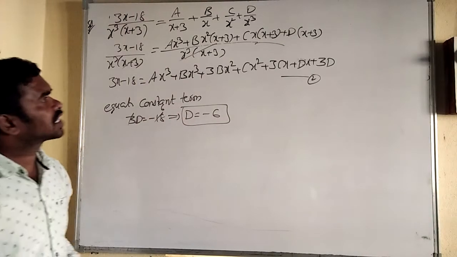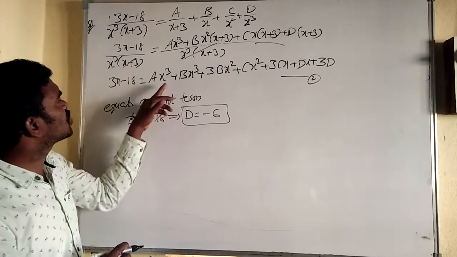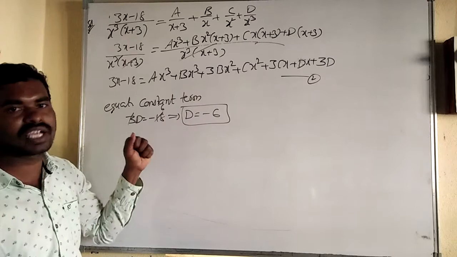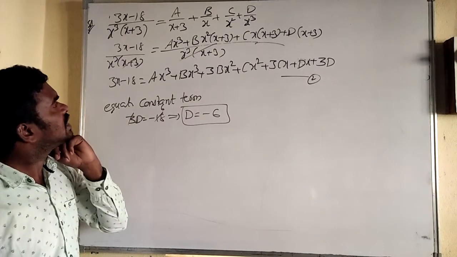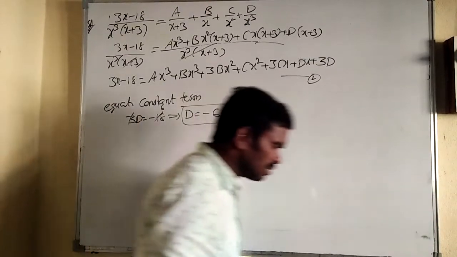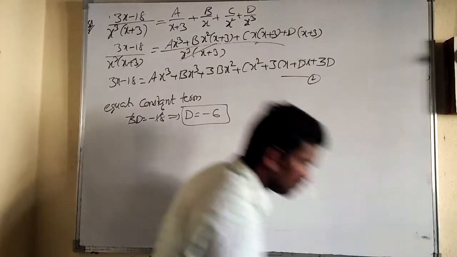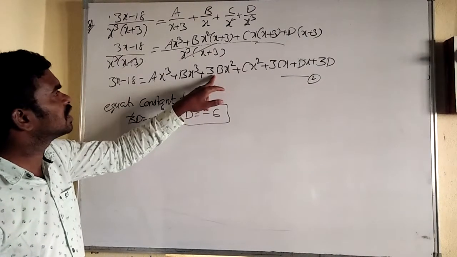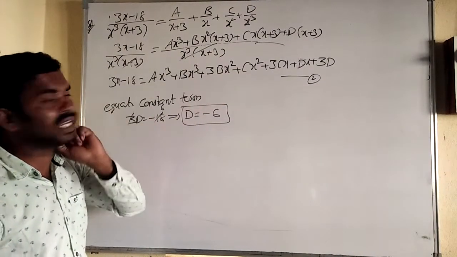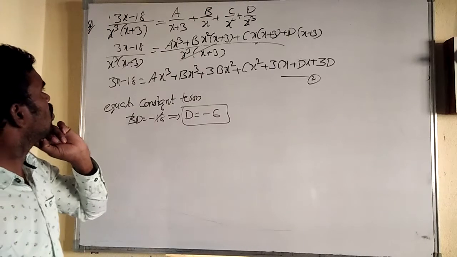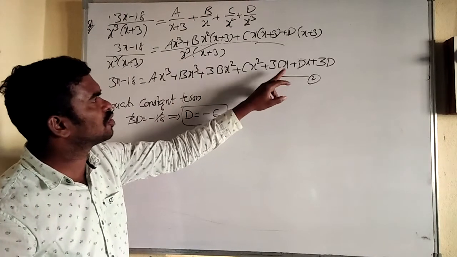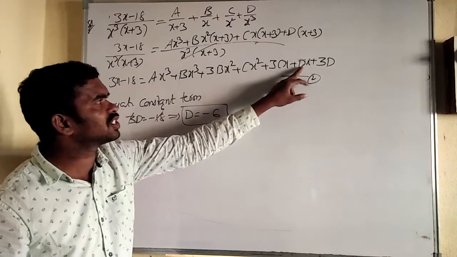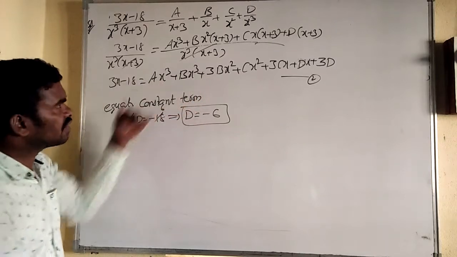Got it. Next, check the x cube terms. If we equate, of course left side 0, right side a plus b is there. x cube terms. Then x square terms. Here 3b, here c. So combination of b and c is getting. And x coefficient. Here 3c, here d. Here x coefficient 3. So 3c plus d we are getting. d value we know. So then we can proceed.